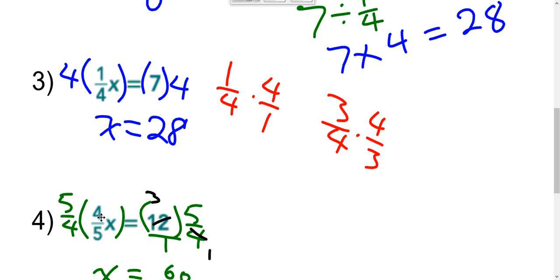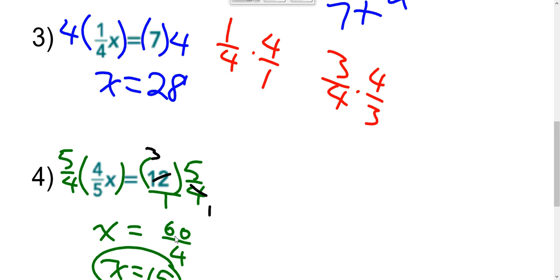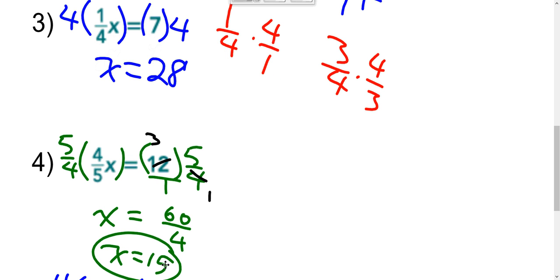Now in this case, 4/5 x, what's the multiplicative inverse of 4/5? Well, it's 5/4. So I multiply 5/4 on both sides. And what's left on this side? Well, it cancels out. I'm left with x. And then I end up having 60 over 4, or 15.